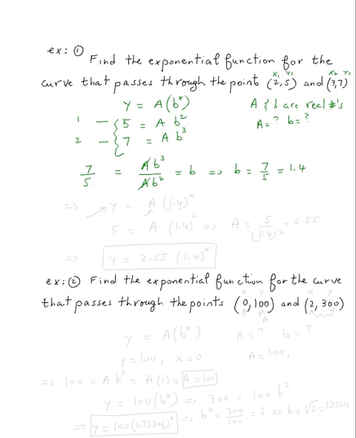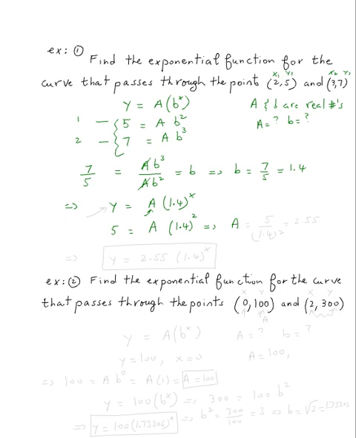So let's plug that in. Now we know that y is equal to a times 1.4 to the x. Now the only thing we need to find is a. If we find a, we're done. How do we find a? Just plug in any point. Let's plug in the easiest one, (2, 5). So when x is 2, y is 5.